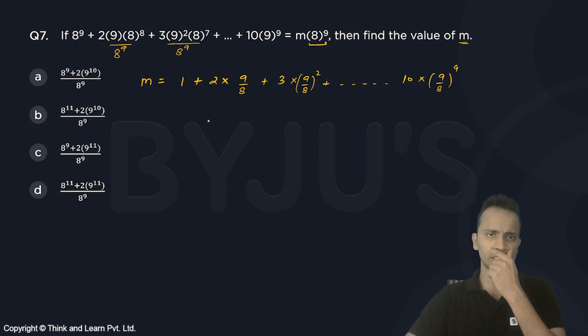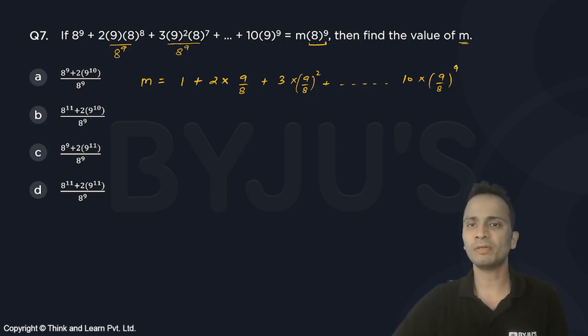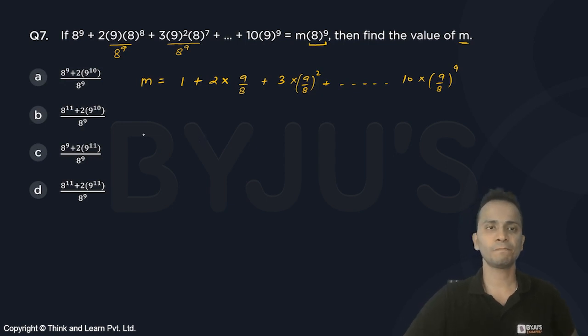Now this expression, as you can see on the right-hand side, is an arithmetic geometric progression. We call it AGP. Here the first part of every term is in arithmetic progression: 1, 2, 3, 4, and so on up till 10. And the second part is a geometric progression: 9 by 8 raised to the power 0, 9 by 8 raised to the power 1, 9 by 8 raised to the power 2, and so on up till 9 by 8 raised to the power 9. So I'll multiply the entire left side and right-hand side by 9 by 8, which is the common ratio of the geometric progression in this series.